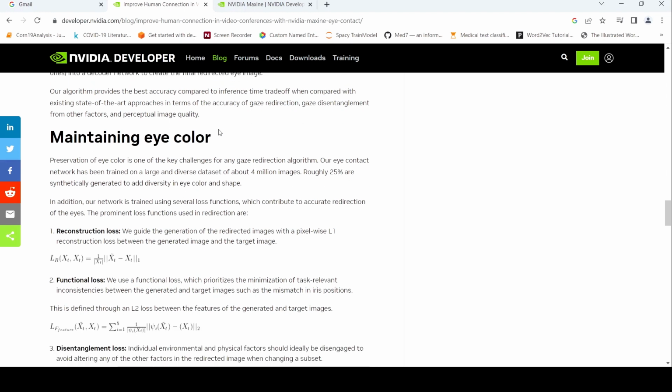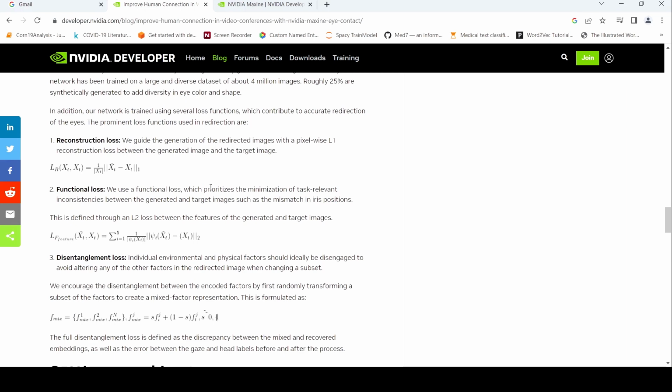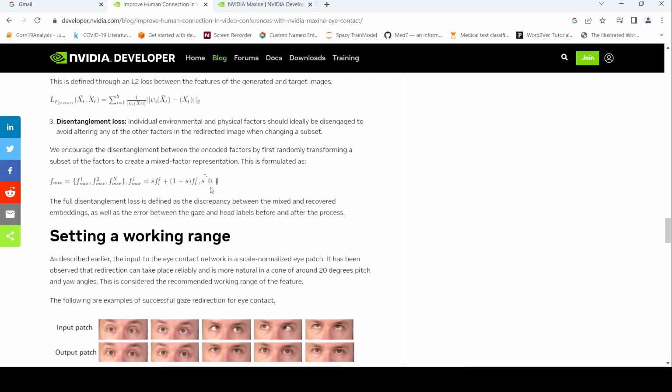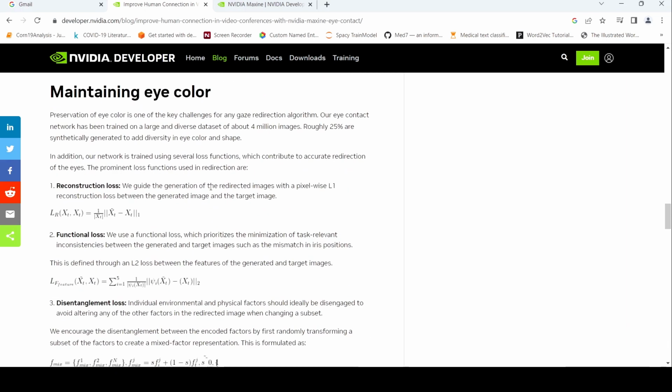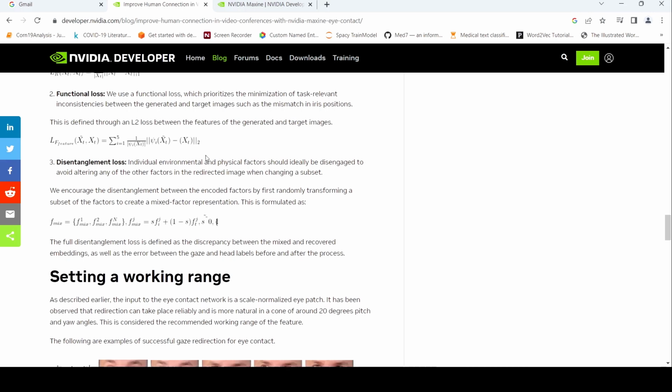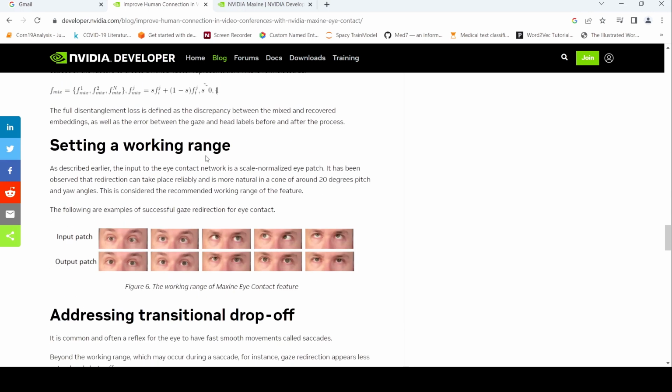So they are saying that some challenges are there for maintaining eye color. Here they say that it has been trained on a diverse dataset of 4 million images. Roughly 25% are synthetically generated to add diversity in eye color and shape. So this is some details about the reconstruction loss. I will not go into it. I'll put the link and you can read it.